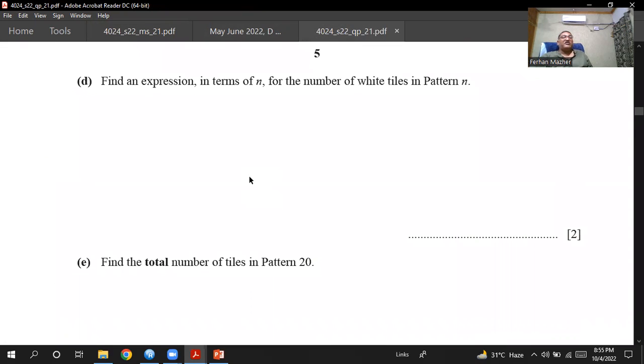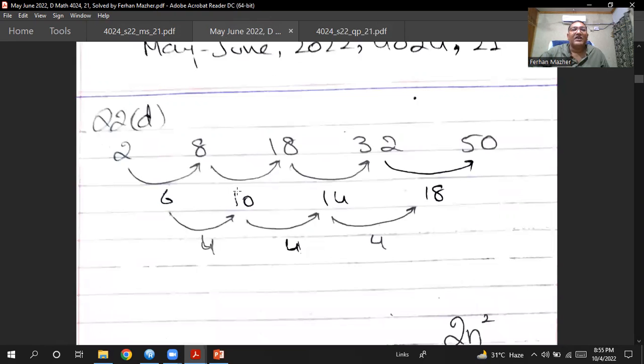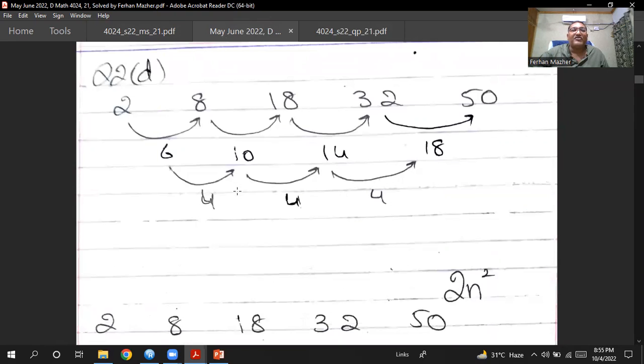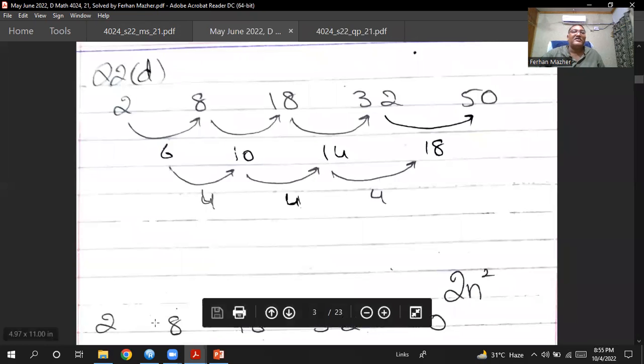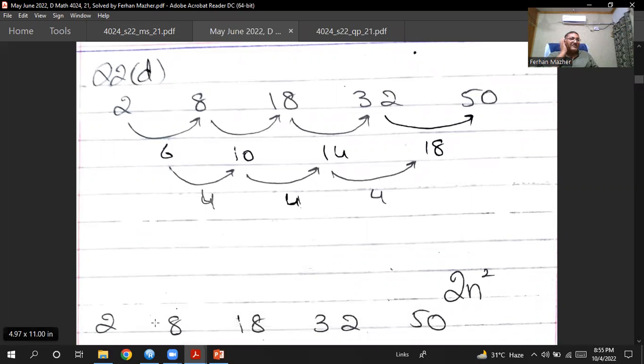He says find an expression in terms of n for the number of white tiles in the pattern n. Okay, so the number of white tiles. First of all, I will write the pattern of the white tiles. You know the pattern of the white tiles is 2, 8, 18, 32, 50. So I will find the difference between them. The difference in the first two terms is 6. Then the difference is 10. In the next two terms, the difference is 14. And in the next two terms, the difference is 18.